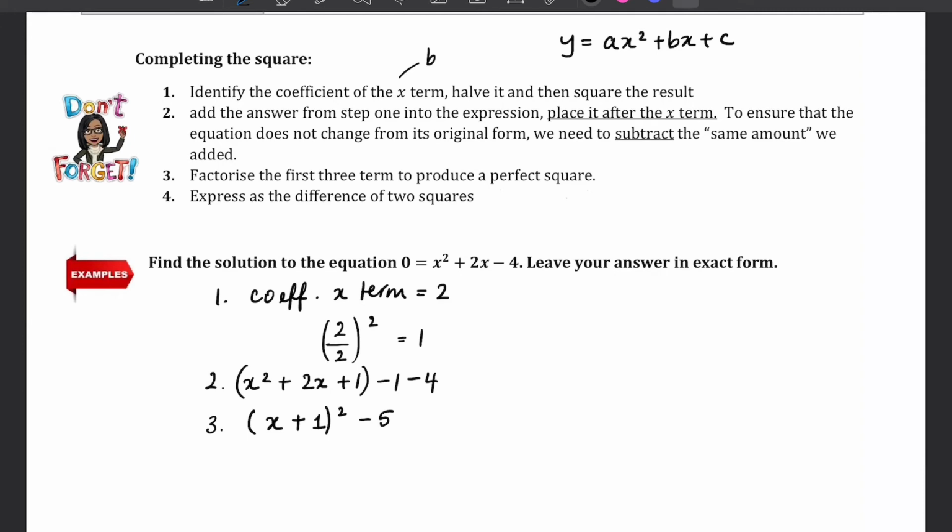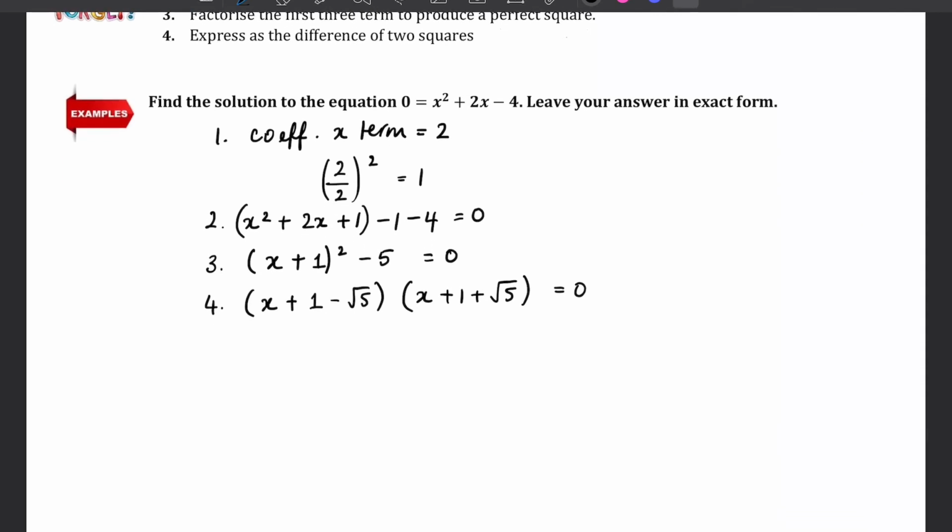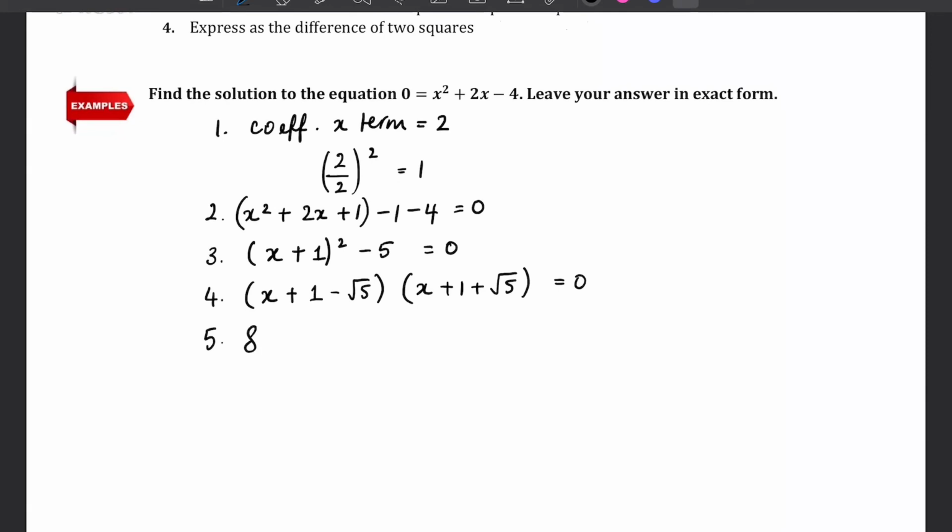So what we've got now is a perfect square, which is x plus 1 all squared. And now I'm going to express this as a difference of 2 squares. Doing that, I'm going to do the following. So x plus 1 minus the square root of 5, and then x plus 1 plus the square root of 5. I'm going to make this equal to 0 because that's what the original equation tells us. Now we're going to add the extra element, which is to solve it. So we're going to solve this using the null factor law.